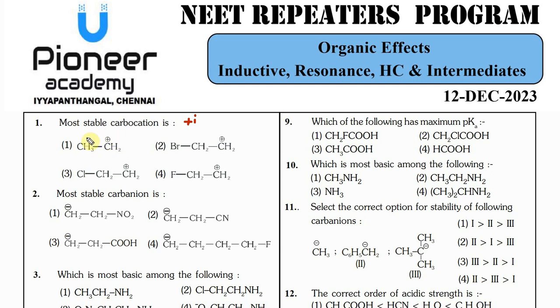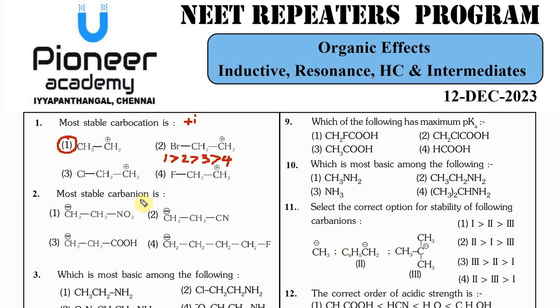They give the same molecule in all of them, and this is our reference. In each one they keep replacing one hydrogen with bromine, chlorine, fluorine. So the most stable would be this one because this has minus I, minus I, minus I. So the order of stability would be 1 greater than 2 greater than 3 greater than 4, because it is electronegativity based.